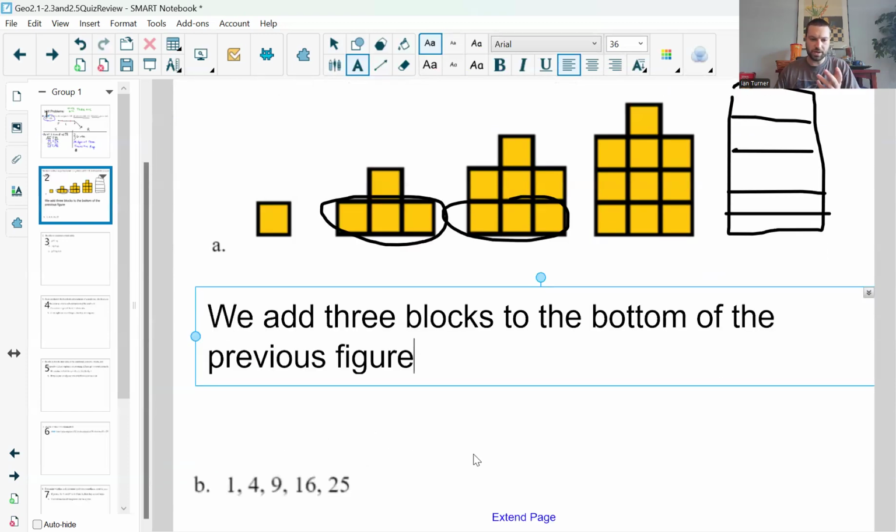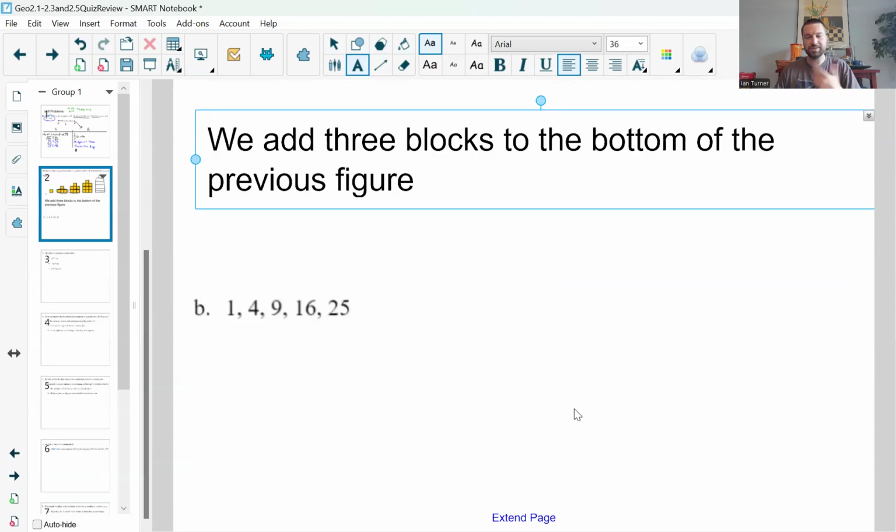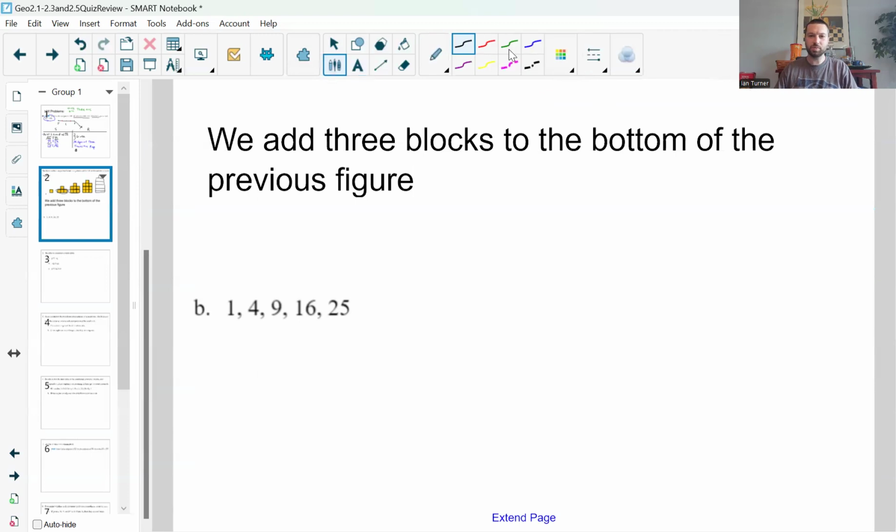I think there's one further down here. Okay, so then you got this one. This is a classic problem. Super classic. Sometimes people look at this and see we're adding three, we're adding five, we're adding seven. So we add two more than we did the previous.